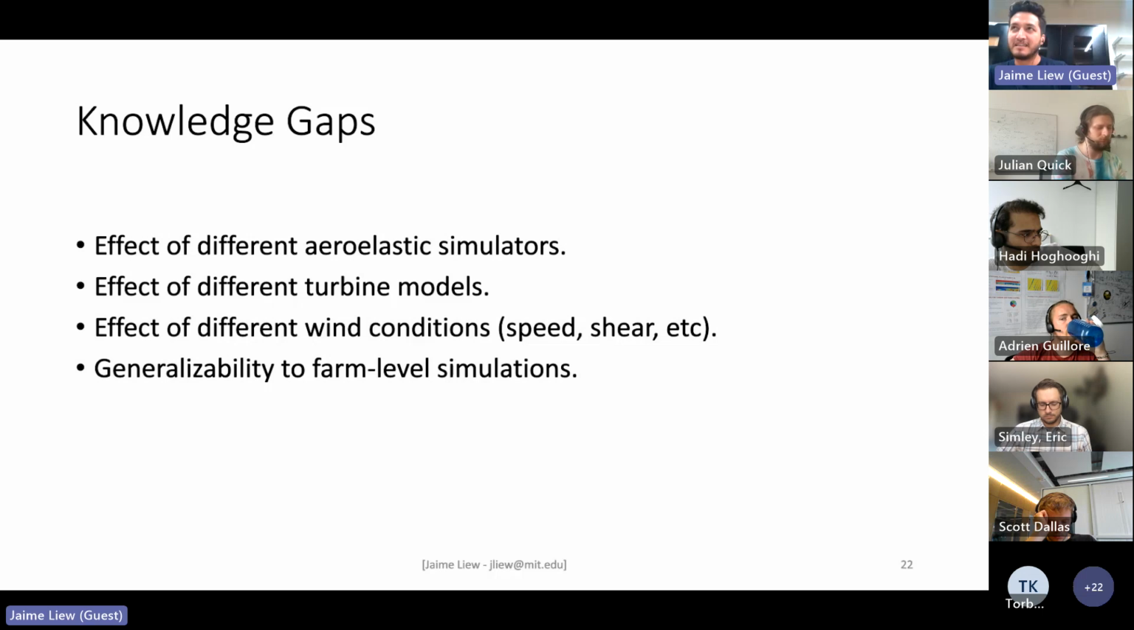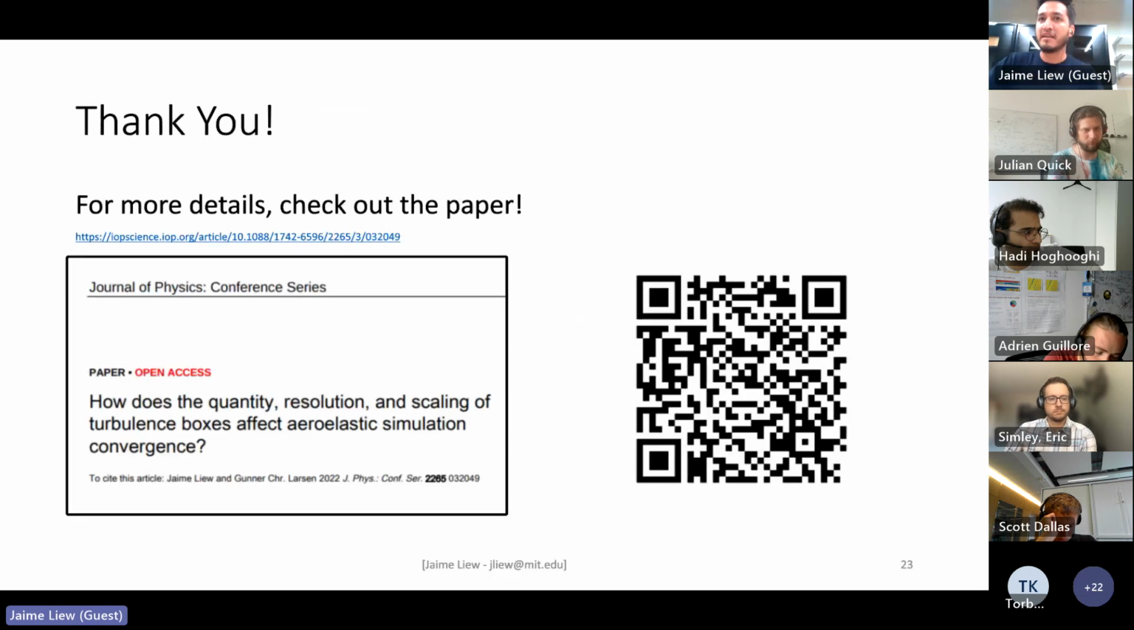It gives an idea of what kind of resolution you need for a farm level simulation, but there's still a knowledge gap there. Once you include wakes as well, like a non-homogeneous wind field, does this change? Do we need higher resolutions, or are there other sources of uncertainty? But that's pretty much it from me.